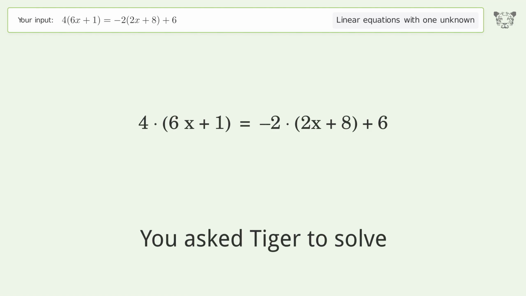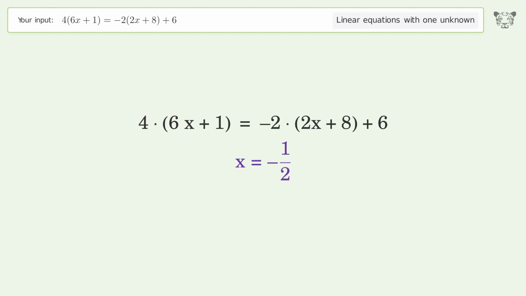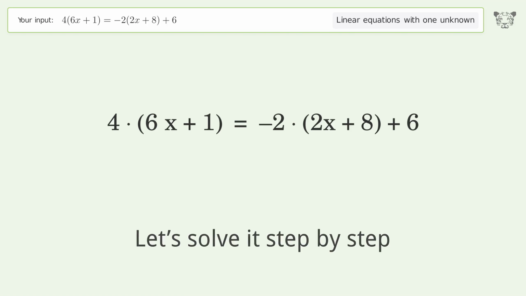You ask Tiger to solve this. This deals with linear equations with one unknown. The final result is x equals -1/2. Let's solve it step by step.